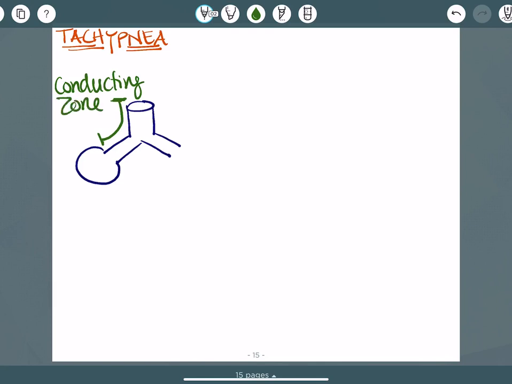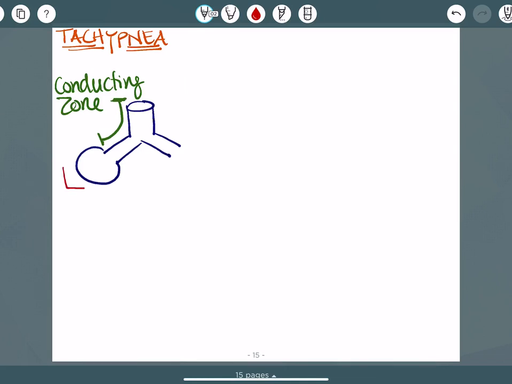It's the area within our lung that moves air from one place to the other, but doesn't itself participate in gas exchange. So any oxygen that's in the conducting zone doesn't interact with a pulmonary capillary to leave the lung and move into the blood. This is kind of like the highway system that's delivering someone ultimately to a city where they're going to get out of their car and do something. So the conducting zone does not participate in gas exchange.